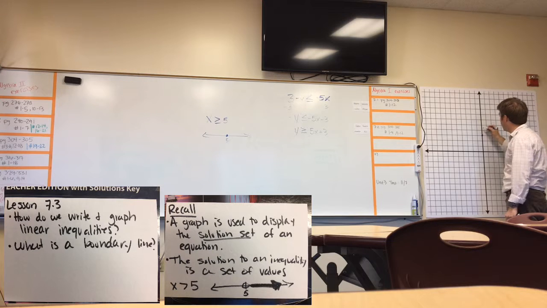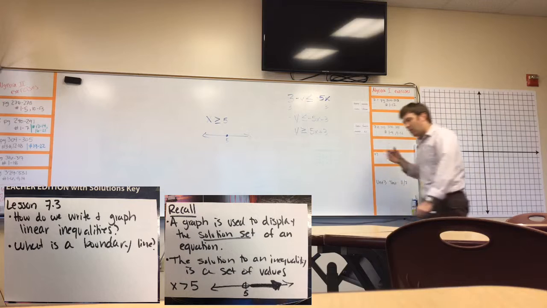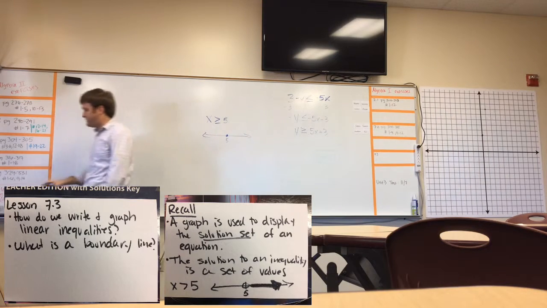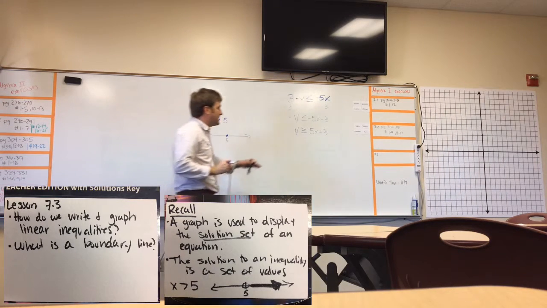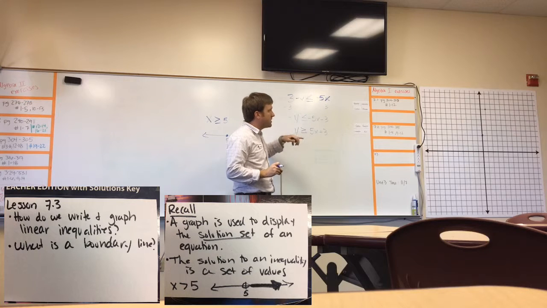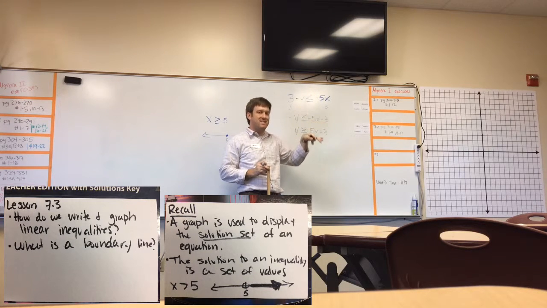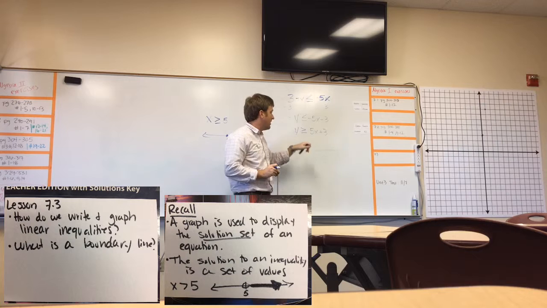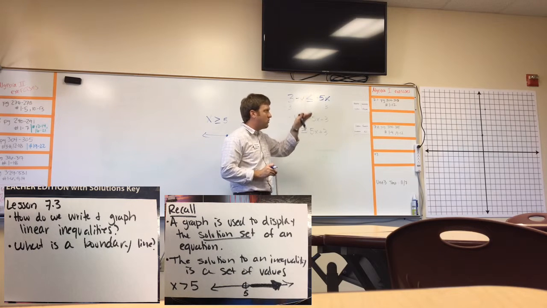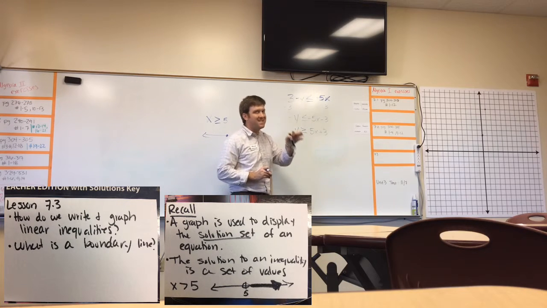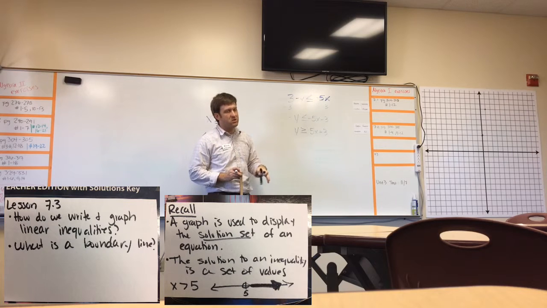And then we go up 1, 2, 3, 4, 5 over 1. Okay? And we graph that line. Now, because this is greater than or equal to, we're going to make our line solid. You'll see in our next example, if it's just greater than or less than, no equal to, we make this line dashed. Because this line is included in our solution set.